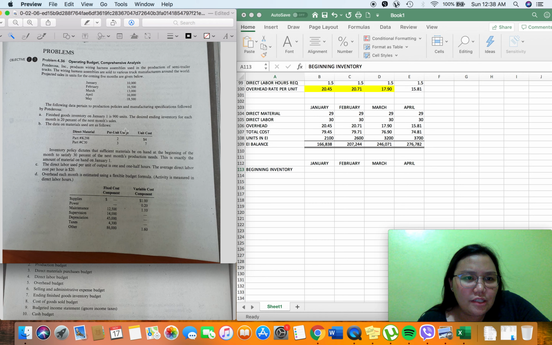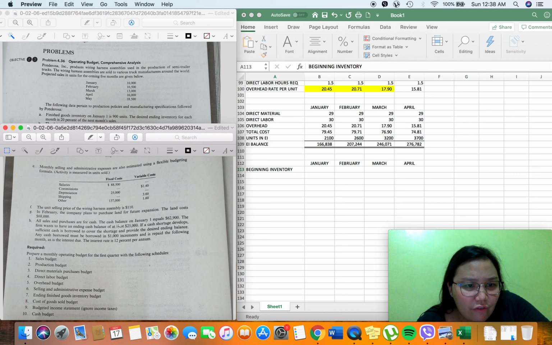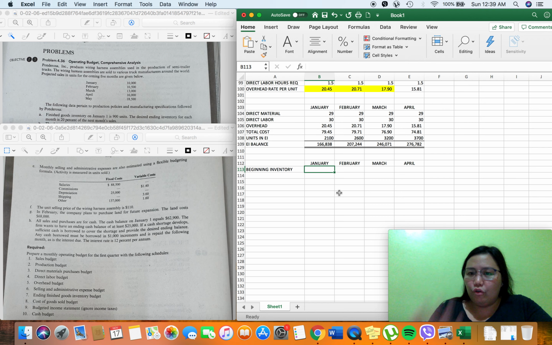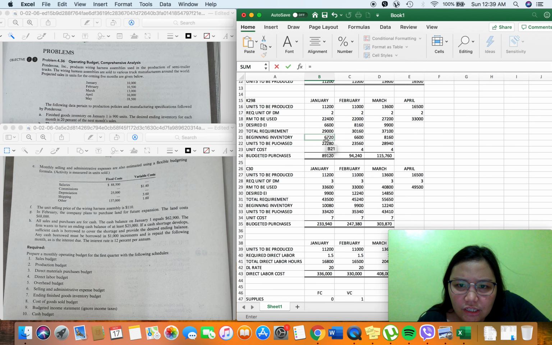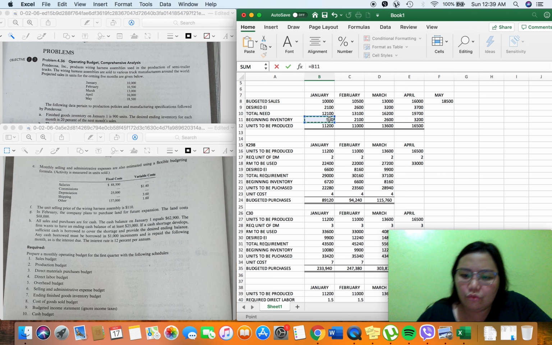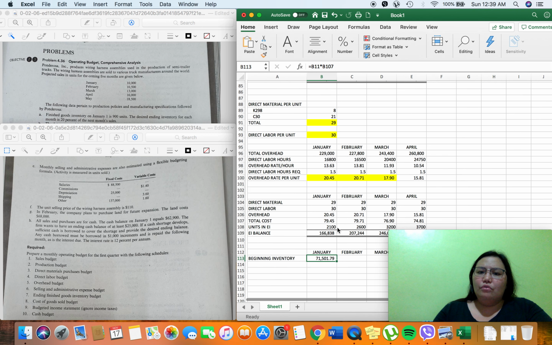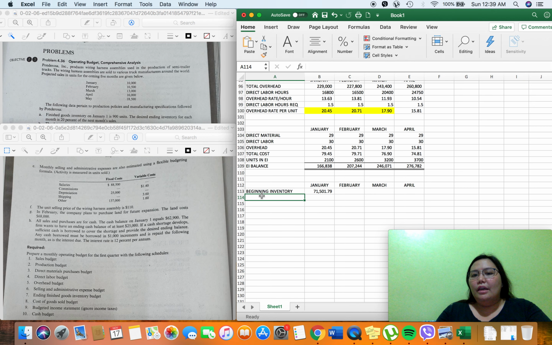For letter A, it says that we have 900 units of beginning inventory as of January 1. However, the total cost of these 900 units is not given in the problem. Therefore, we have no choice but to assume that the cost per unit for the month of December is the same as the cost per unit for the month of January. To compute, we have units in beginning inventory, 900 units, multiplied by 79.45. So we have a balance of 79,501 in our beginning inventory.